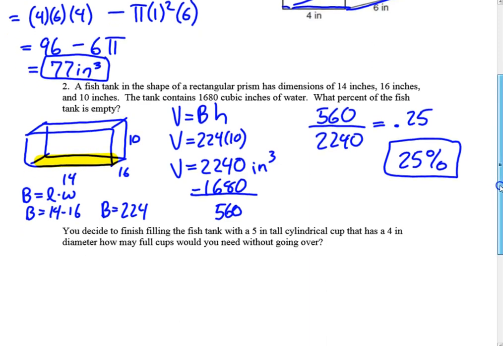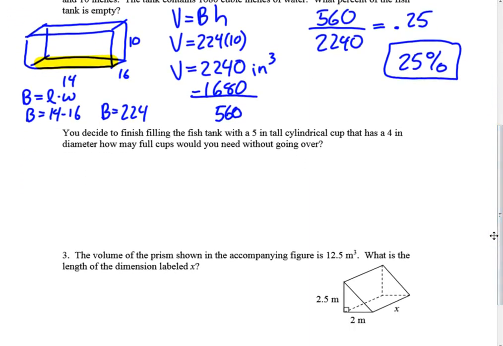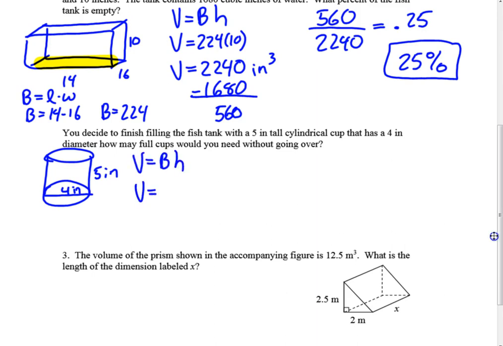So you decide to finish filling the tank with a 5-inch tall cylindrical cup that has a 4-inch diameter. So you've got a cup, it's a cylinder. It has a diameter down here of 4 inches and it's 5 inches tall. How many cups would you need without going over? So we need the volume of this. The volume is the area of the base times the height, but again, the area of the base is pi r squared. So the diameter is 4, therefore the radius is going to be 2. So it'd be pi times 2 squared times 5.